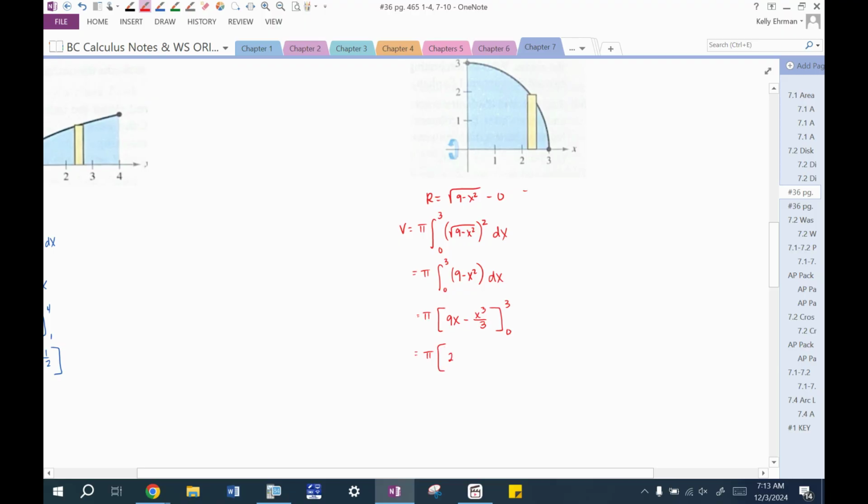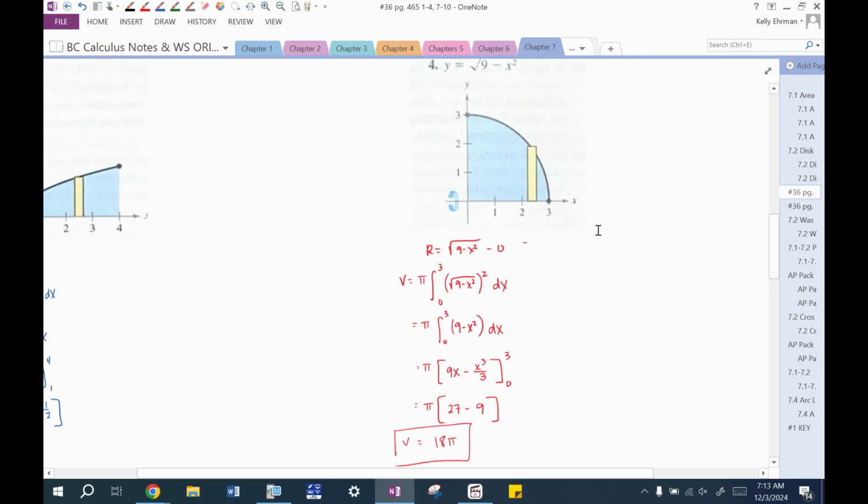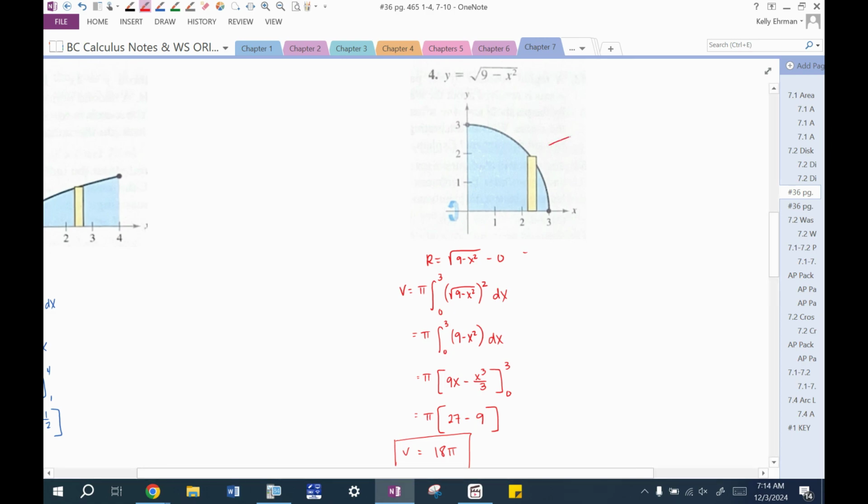When you plug in 3, you get 27 minus 27 over 3. So 27 divided by 3 is 9. Oh, minus 0. And then that's 18 pi? We could have also, without calculus, said this is a quarter circle. So 1/4 times pi r squared is, oh wait, no, what just happened there? 9 pi over 4.